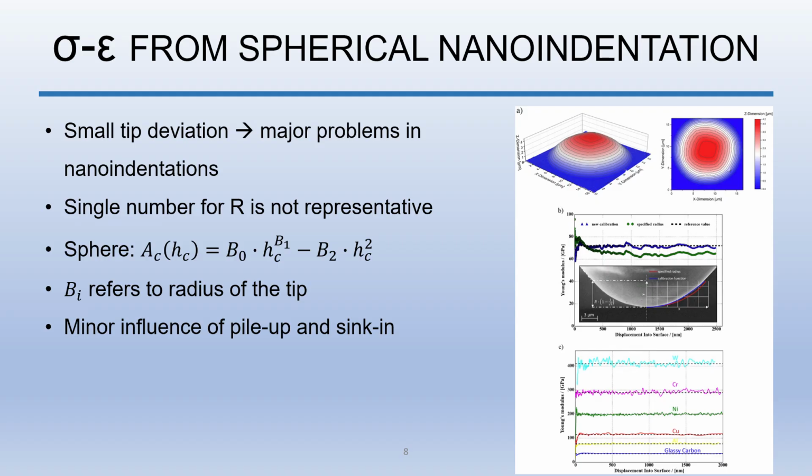3D laser confocal scan and SEM images reported in the image reveal that tips are often ellipsoidal rather than perfectly spherical, so using a single radius is insufficient. A three-parameter function with a constant adjusted with nonlinear least squares models the imperfect tip shape accurately. As can be seen in the images on the right, correct calibration and minor influence of pileup and sink-in are confirmed by horizontal profiles of the Young's modulus over displacement.